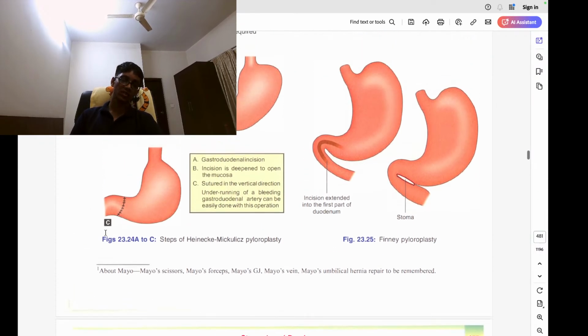Longitudinally it is cut and a vertical incision is made. The incision is extended into the first part of the duodenum and a stoma is made in the pyloroplasty. So you make a longitudinal incision and a vertical gastroduodenal incision, deepened to open into the mucosa, and suture in the vertical direction. Under-running of a bleeding gastroduodenal artery can be easily done with this operation.